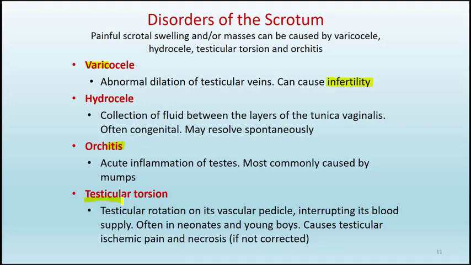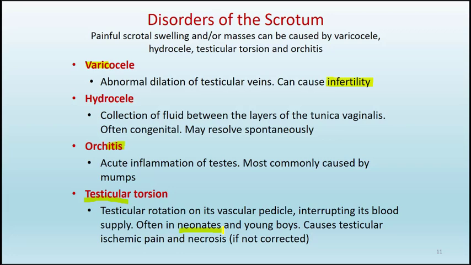Testicular torsion, this is the most severe of all of the 4 conditions listed on this slide. With this condition, the testes rotates around itself and ends up cutting off its own blood supply. So it's considered a surgical emergency. It's common in neonates, so newborns, as well as young boys.